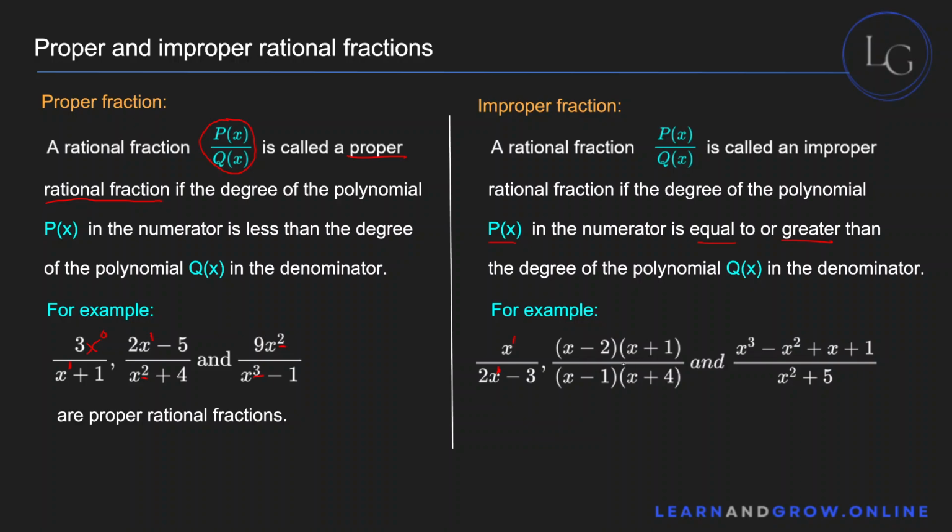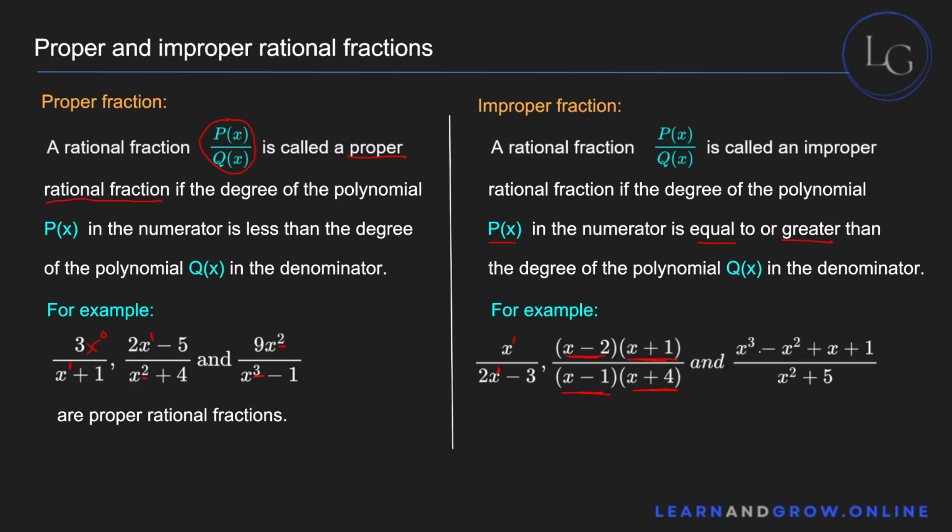Over in the second example, now it may seem like the highest degree is 1 in the numerator and also 1 in the denominator, but don't be fooled. This linear expression in the bracket is being multiplied with this linear expression in the bracket. So once these two brackets are multiplied, the highest degree of x becomes x squared. This is a quadratic expression, and similarly in the denominator we also have a quadratic expression. So the highest degree of x in the numerator and the denominator is 2. So 2 is equal to 2. So this is an improper fraction.